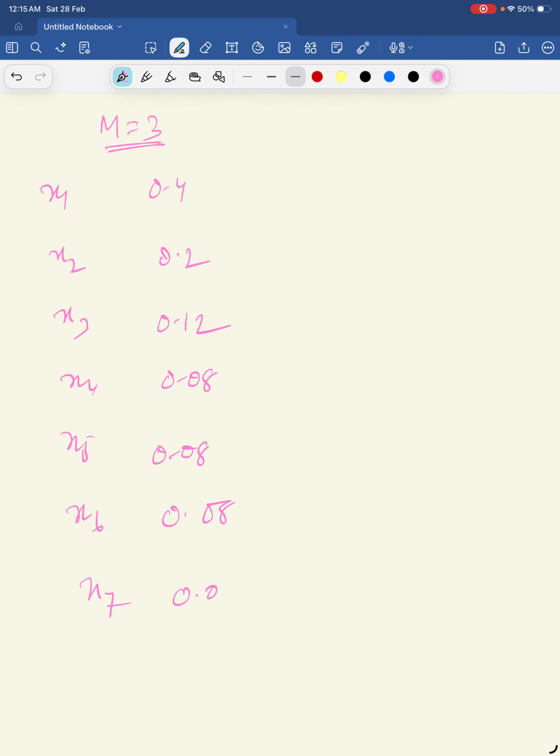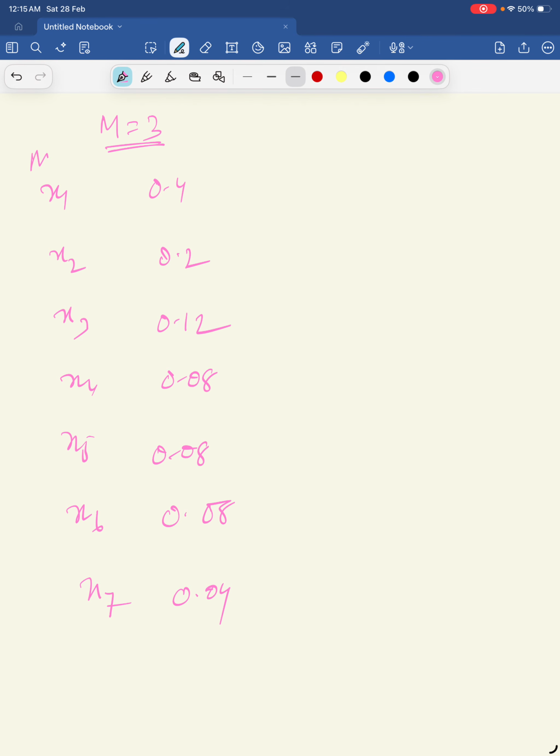Now we will solve the same problem with m is equal to 3. So what are the probabilities? x1, x2, x3, x4, x5, x6, x7. The corresponding probabilities are 0.4, 0.2, 0.12, 0.08, 0.08, 0.08, 0.04.